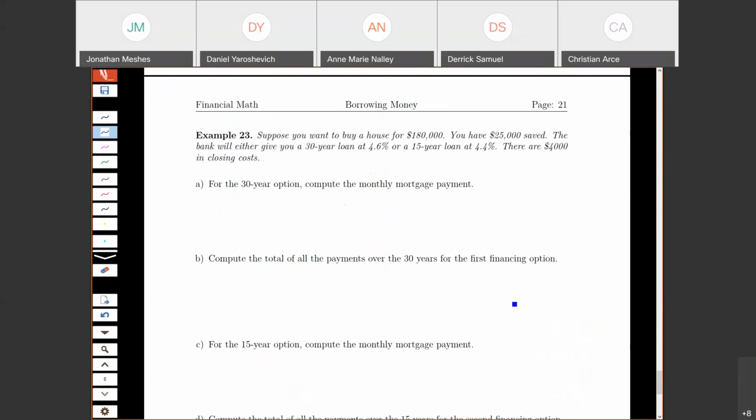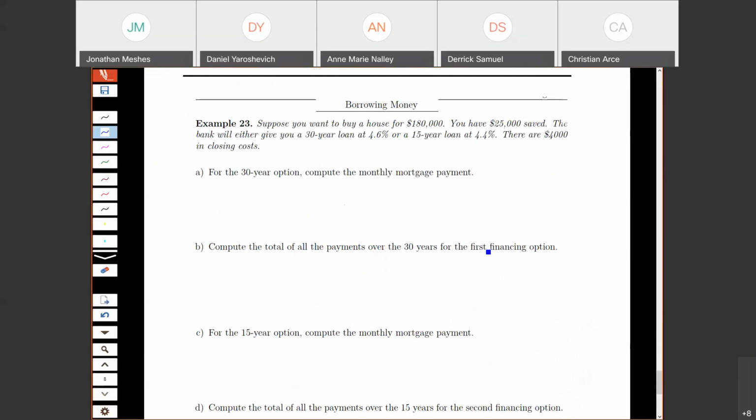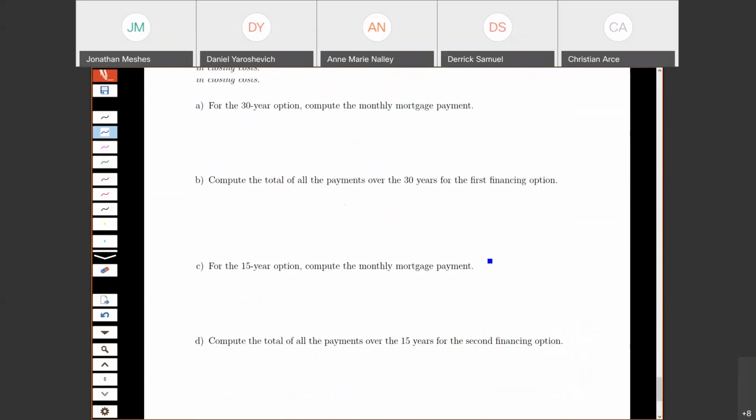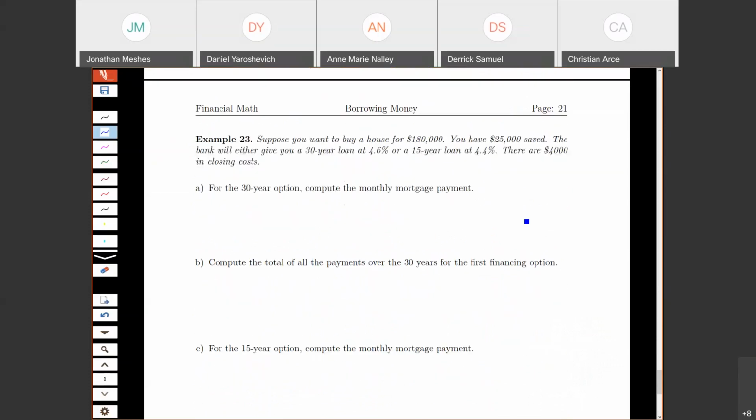All right, let's look at another example. We'll get through this example, and then I think we'll be done for the day. That'll finish off our section. Suppose we want to buy a house for $180,000. We have $25,000 saved. The bank will either give us a 30-year loan at 4.6% or a 15-year loan at 4.4%, and there are $4,000 in closing costs.